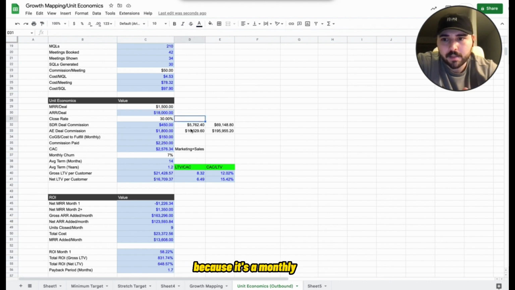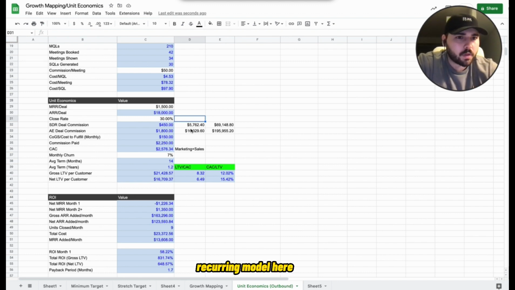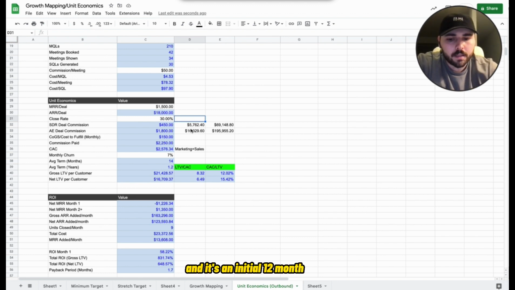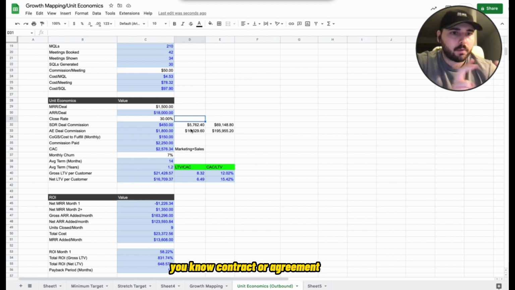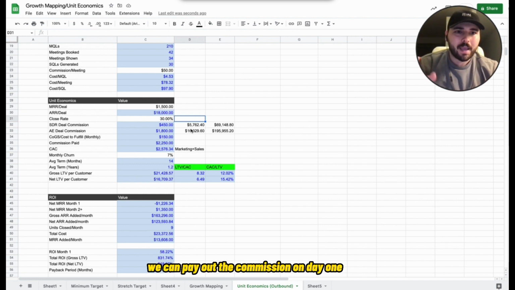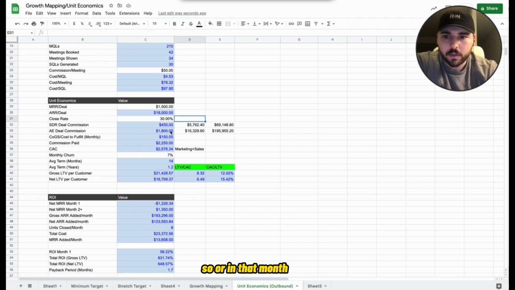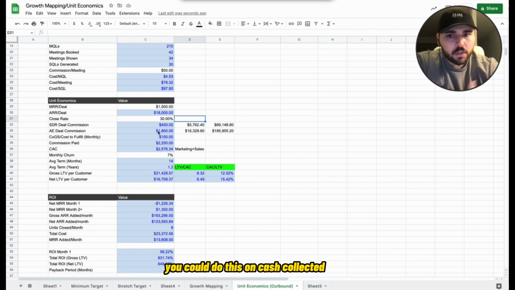Okay, and then because it's a monthly recurring model here, and it's an initial 12-month contract or agreement, we can pay out the commission on day one, basically on the close date, or in that month, for example, instead of on cash collected. You could do this on cash collected, okay?